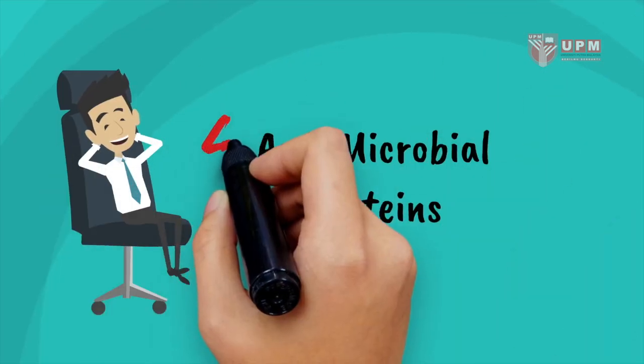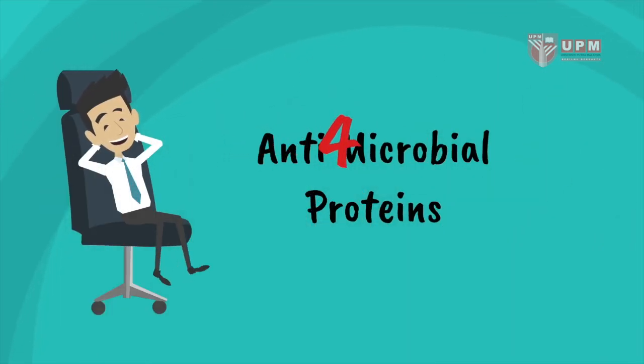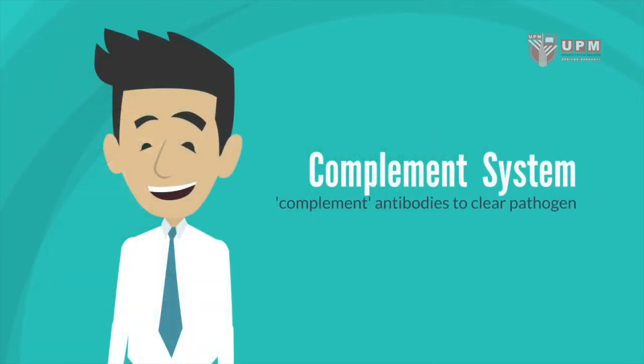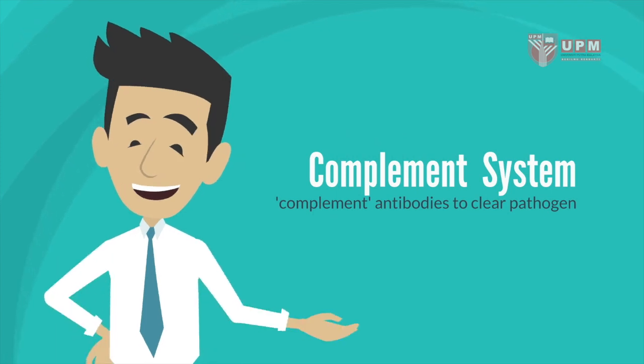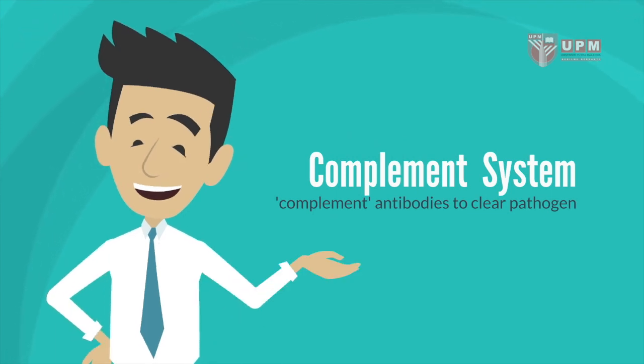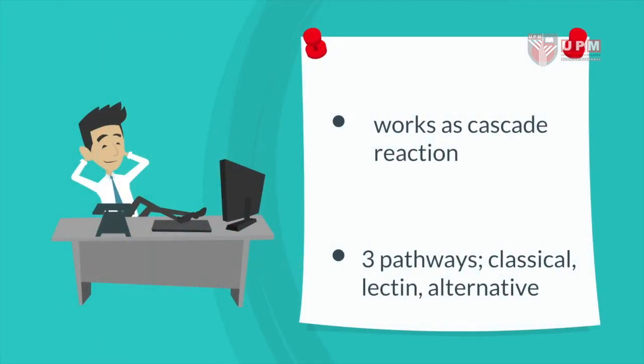Now, let's move to antimicrobial proteins. First is the complement system, which helps or complements the antibodies to clear pathogens, or marks them for destruction. It consists of 30 proteins, works in a cascade reaction, and has three pathways, which are classical, lectin and alternative.